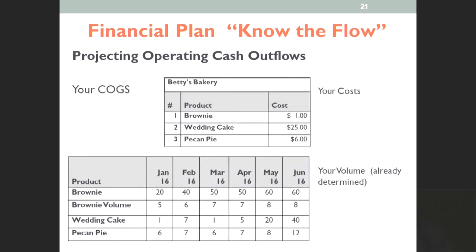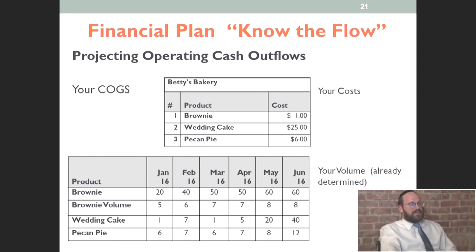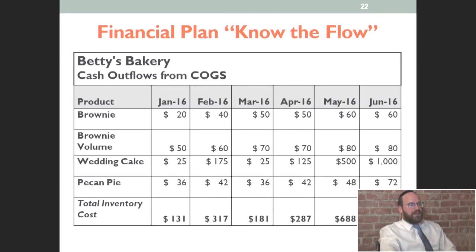So in our scenario, we have the three products. We're assuming the cost will be $1 for the brownie, the wedding cake could be $25, the pecan pie is $6. We already know the volume of units you're anticipating selling based on the projection for sales. We take those number of units by month and we multiply them out by cost. That gives us the total cost per product. So now, with this basic illustration, we understand what the product will cost me in dollars.